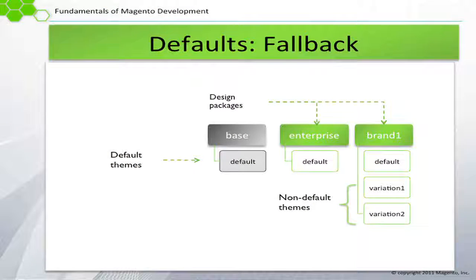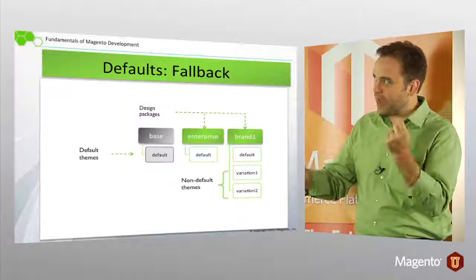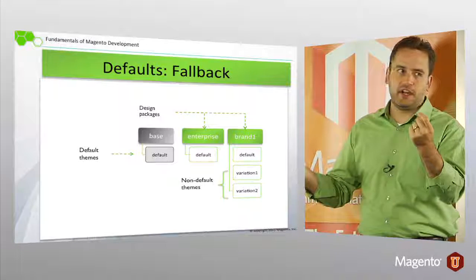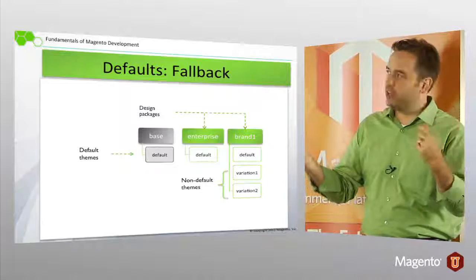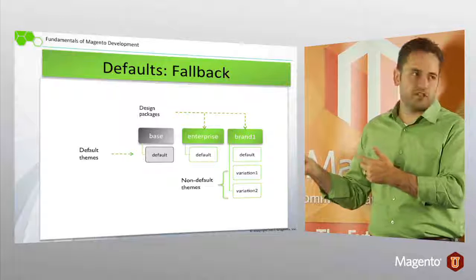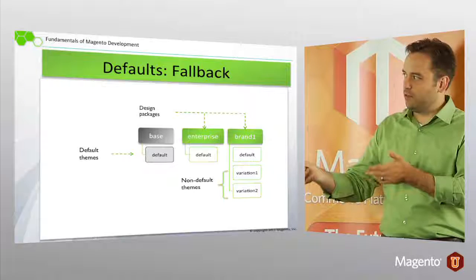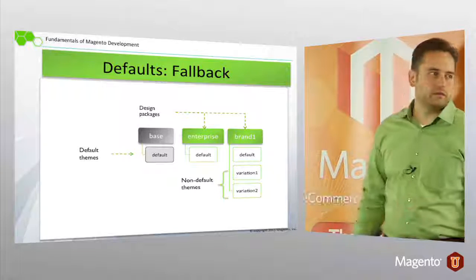So again, base default, we have enterprise default, and here we've actually copied this over, or we could symlink here. So brand 1 is a package, enterprise is a package, base is a package. Packages are folders under a design area. So app design frontend, or skin frontend, base, enterprise, brand 1, all packages. And these packages do nothing but collect themes, which themselves are folders. Default, default, default, and then our fallback here.